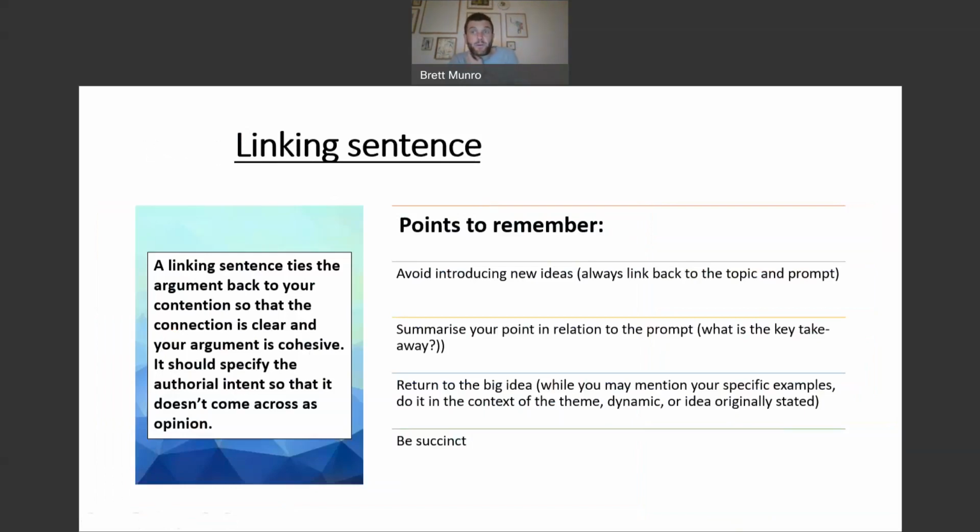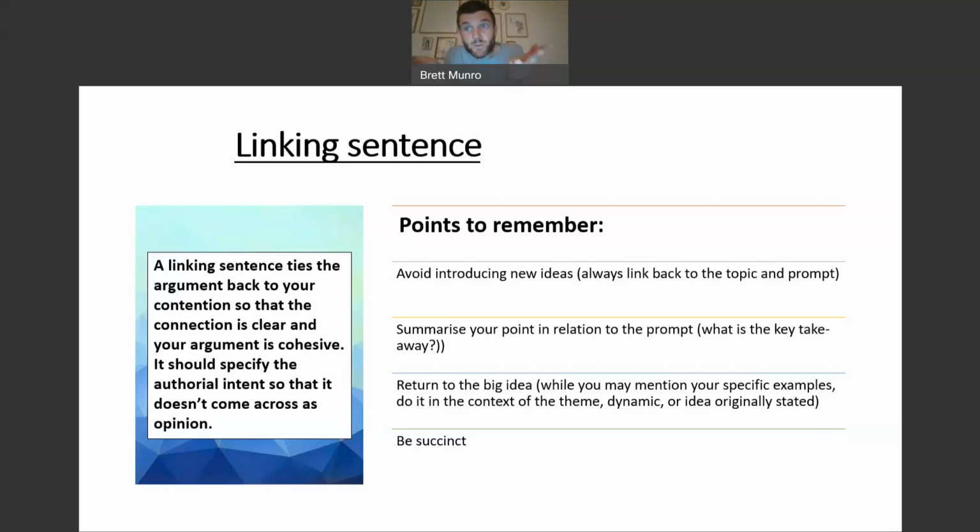So after we've moved on from our evidence and our explanation, which we will have done 2 or 3 times, we then finish with a linking sentence. Bear in mind here that we've had our topic sentence, we've elaborated on that topic sentence. We have introduced some evidence, we've explained that evidence, we've introduced another piece of evidence, we've explained that evidence. Potentially, we've introduced another piece of evidence and then we've explained that third piece of evidence. You don't have to do that. If your analysis is a little bit more in depth, you probably only need to do it twice.